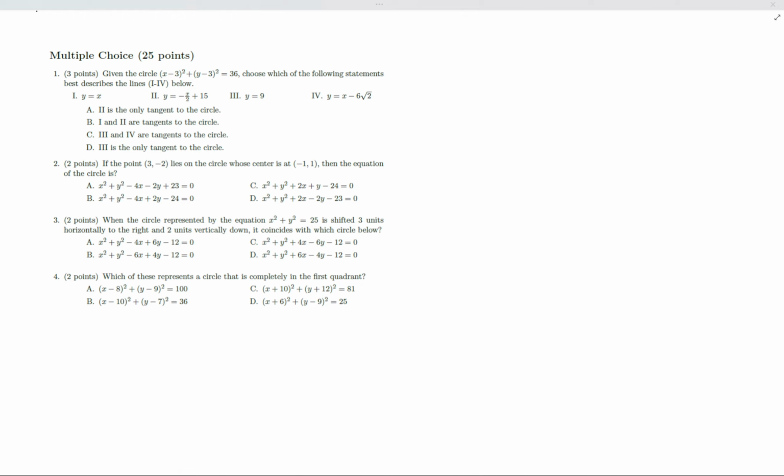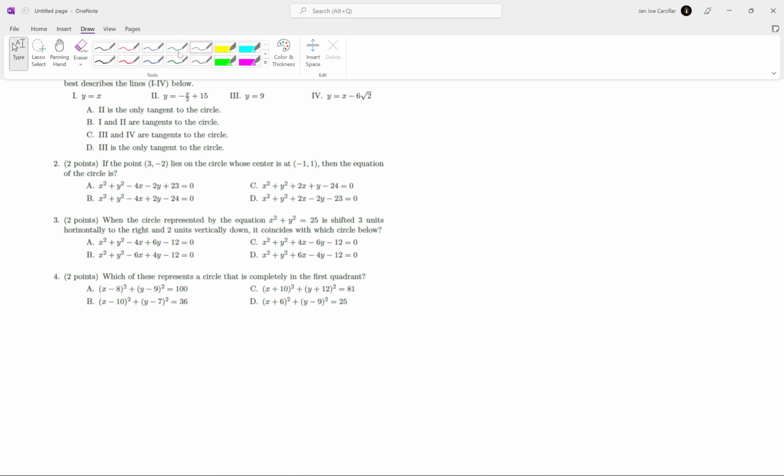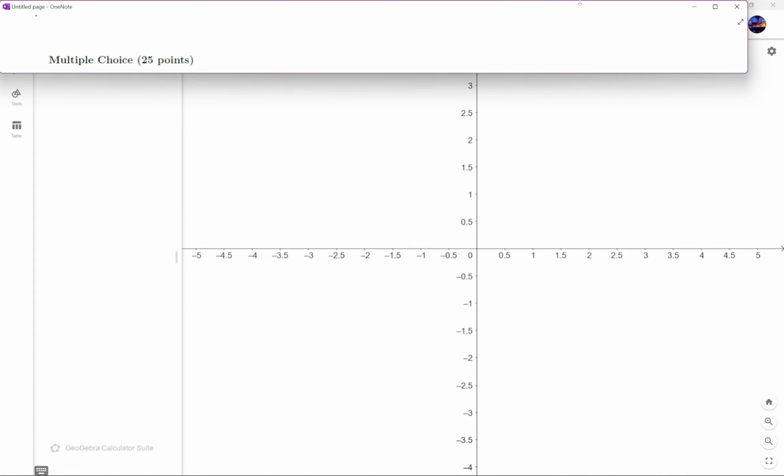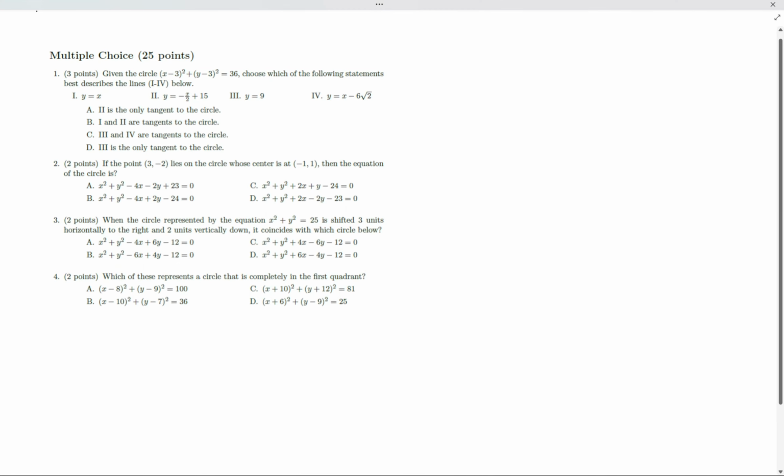We can start this by making some graphical interpretations of the problem. So with that, let me create a graph of what I understand based on the question. Here I know that the circle is given by this equation right here. I haven't really used OneNote before, so it may be a bit of a learning curve for me right now. But let's just graph this.